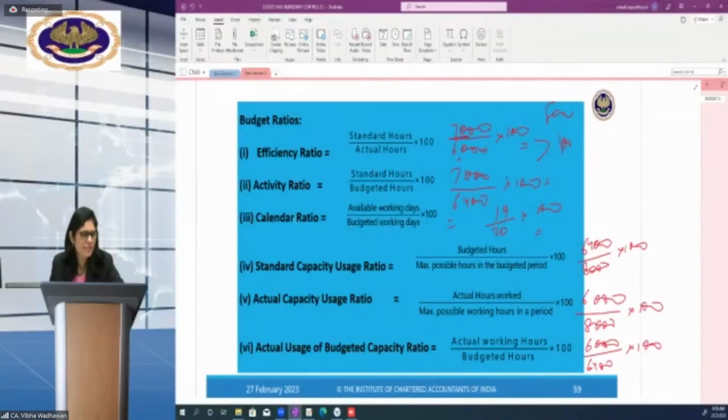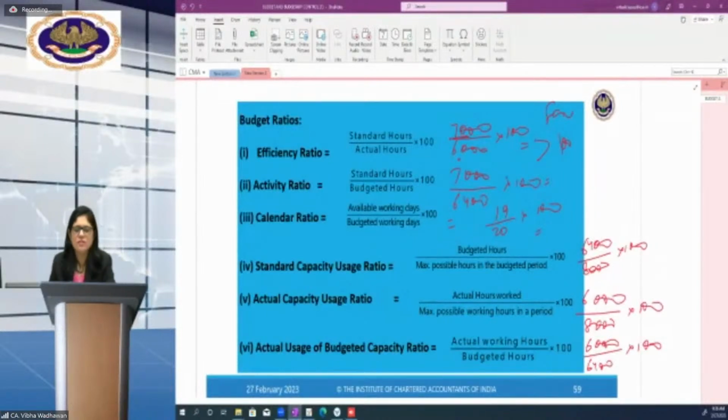Okay, so we are getting the figures here. I've told you we have all done the placement of the hours. You can just do it. Standard hours, actual hours, budgeted hours, maximum possible hours, budgeted working days, and available working days. So we should have the answer. Let me also tell you the answer.